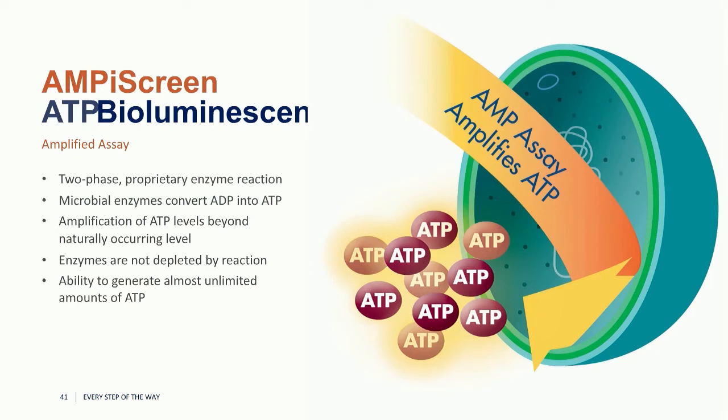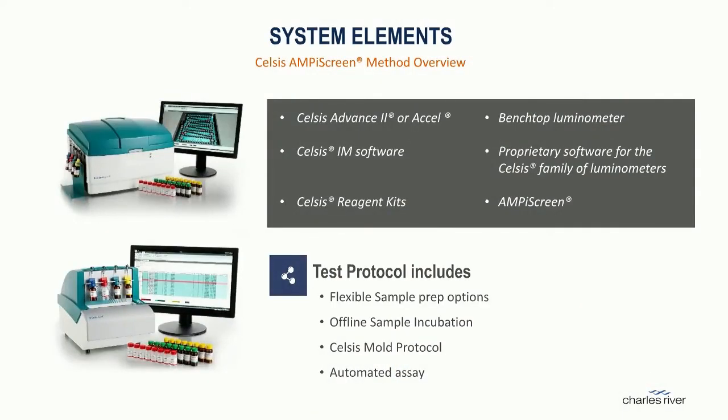This is an interesting improvement that's been made on the traditional ATP assay, in which we have a proprietary enzymatic reaction, with microbial enzymes converting ADP, the diphosphate form, into ATP. Because of that, we see amplification of ATP to levels much higher than those which naturally occur. That allows for a greater signal from each and every cell that was present when the test was performed. Because of that, the Celsis assay and the AmpiScreen reagents achieve a very low limit of detection, down to just 1 CFU. So it's a nice advancement in terms of sensitivity of the assay.